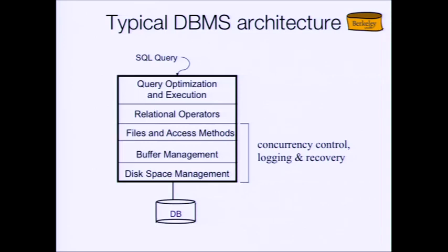So that concurrency control logic affects all three of those bottom layers. The files and access methods, the buffer management, and the disk space management are all interleaved with concurrency control. All right, so we'll have to learn about that at some point. And then logging and recovery is also going to be a piece of this puzzle.